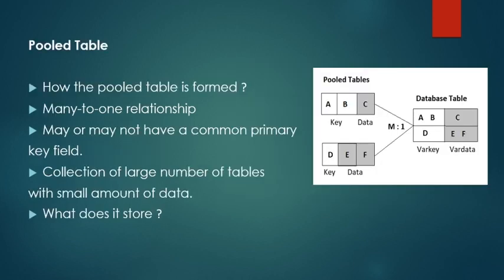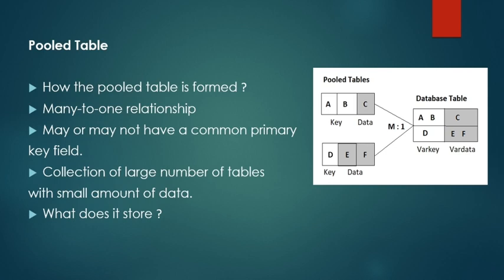So the next is pool table. How is the pool table formed? What is the relationship between them? All these things we can find out by looking at the diagram itself. So here the different key fields of different tables are combined to form the pool table. It has a many-to-one relationship with database table. Pool table may or may not have a common primary key field. This is a collection of a large number of tables with a small amount of data. It stores control data like program parameters, temporary data.